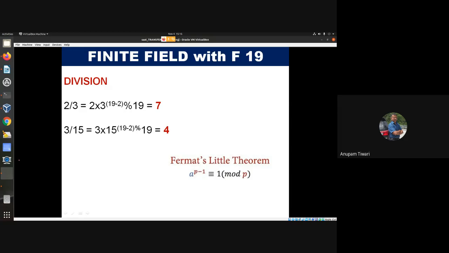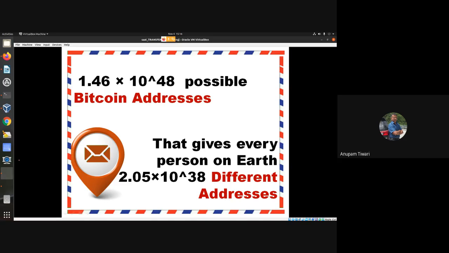But the thing is, whatever algebra is behind the normal mathematics, 2 plus 1 and 3 plus 4 is equal to 7, and 10 plus 9 is equal to 19. All the rules of addition, subtraction, multiplication are exactly applicable to the finite field mathematics also. So this slide basically shows the number of addresses on an ECC that we can define. This defines 1.46 into 10 to the power 48 Bitcoin addresses which are possible. Today the world population, in case we take it broadly, is around 7.5 billion. So that gives every person on earth 2.05 into 10 to the power 38 different addresses.